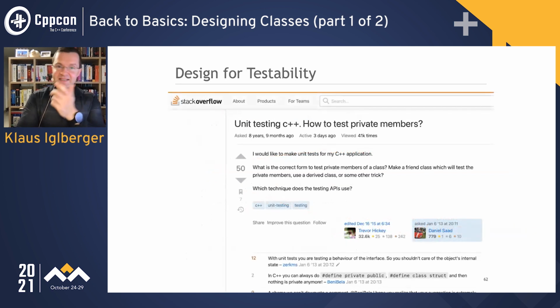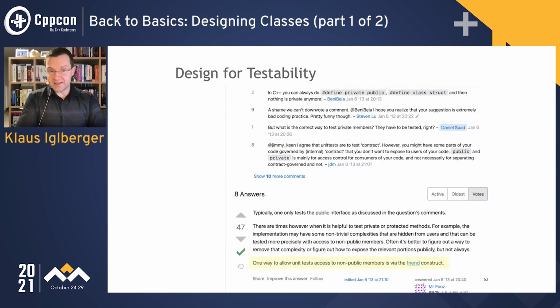Well, in that situation, most people use the favorite search engine. They actually type in something, and very often they end up at Stack Overflow. And I actually found one very, very entertaining thread about how to test private members. So someone asks, what is the correct form to test private members of a class? And there's several answers, but of course there's the accepted answer. And that one says, one way to allow unit tests access to non-public members is via the friend construct. So we should add a friend. That's nice. Well, it's one way, but there's actually also a very funny answer in the notes above.